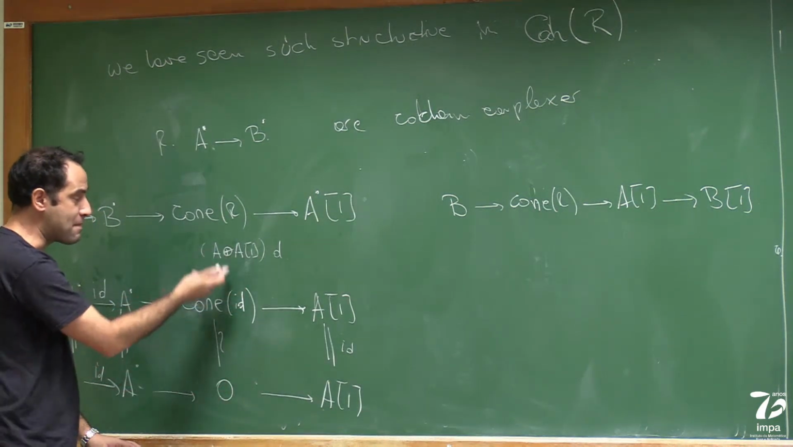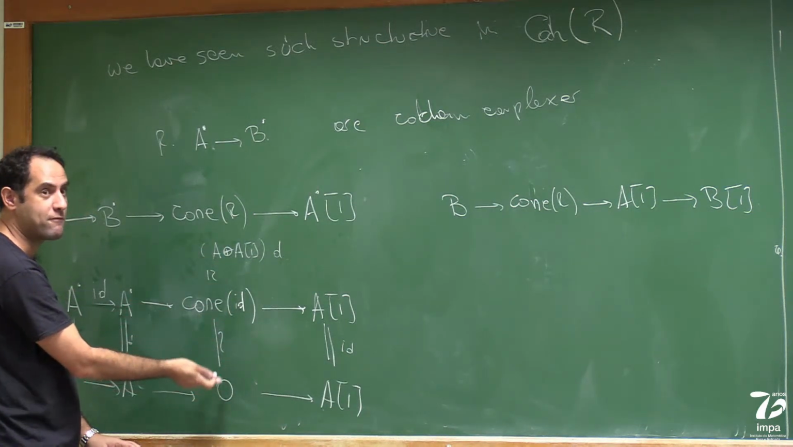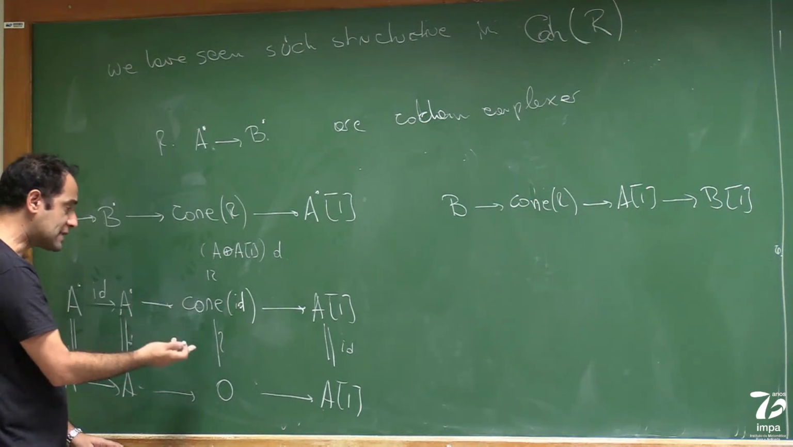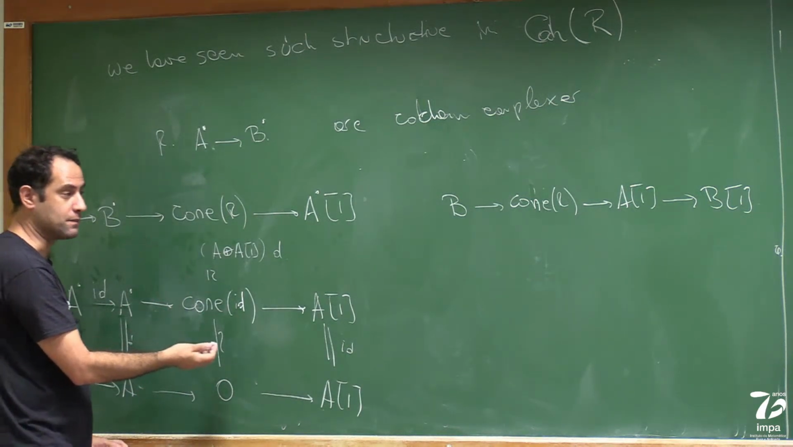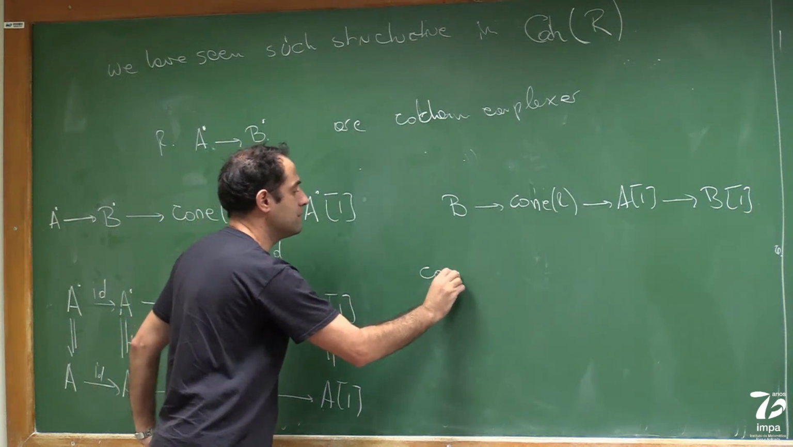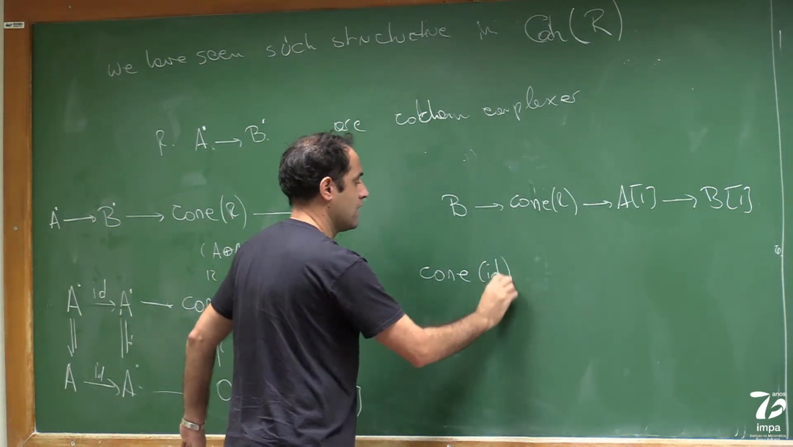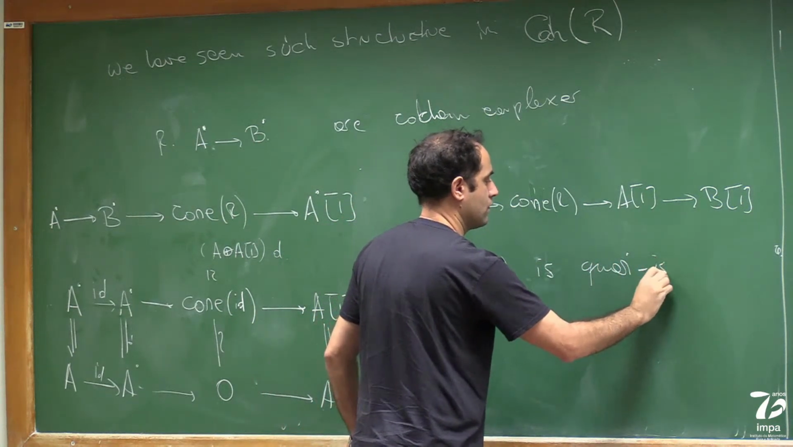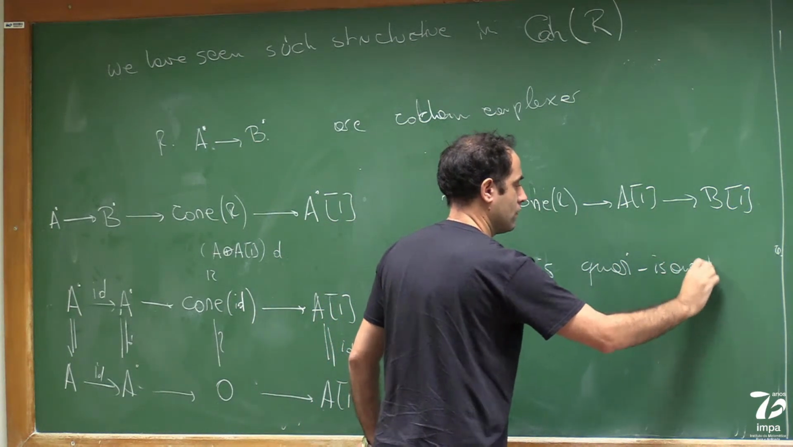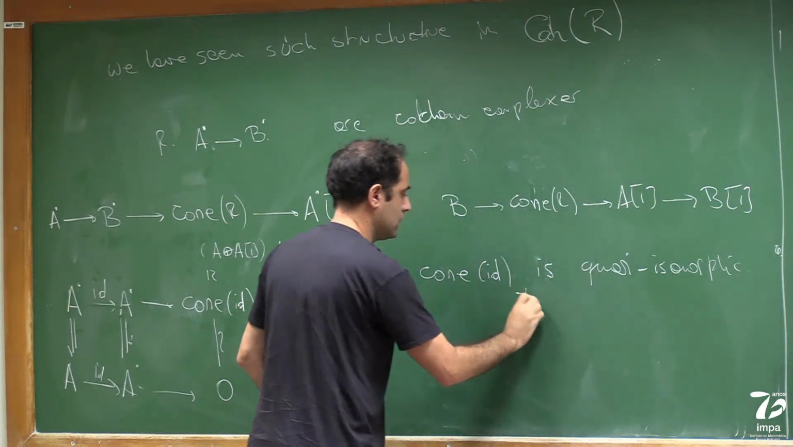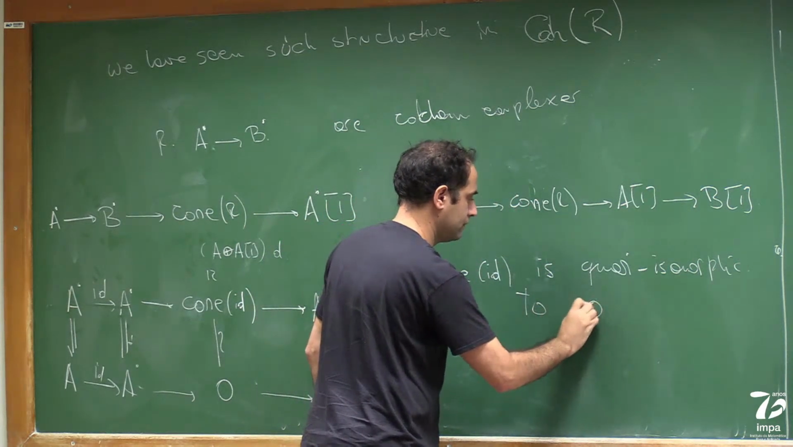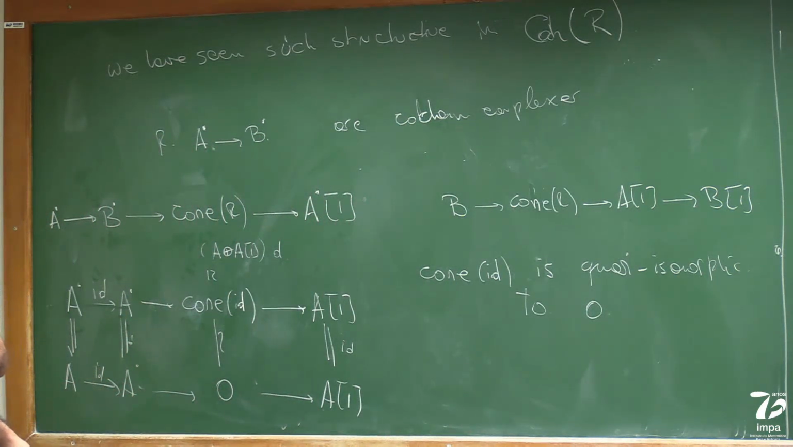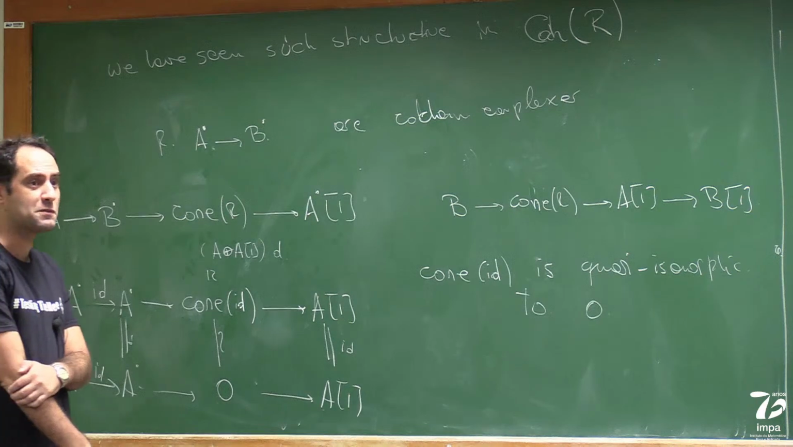Okay? I have a map between this guy and 0 and a unique map from 0 to this guy, and this is not an isomorphism. What is true is that this is a quasi-isomorphism. So the cone of the identity is quasi-isomorphic to 0. It is exact. We've even shown that it was split exact.